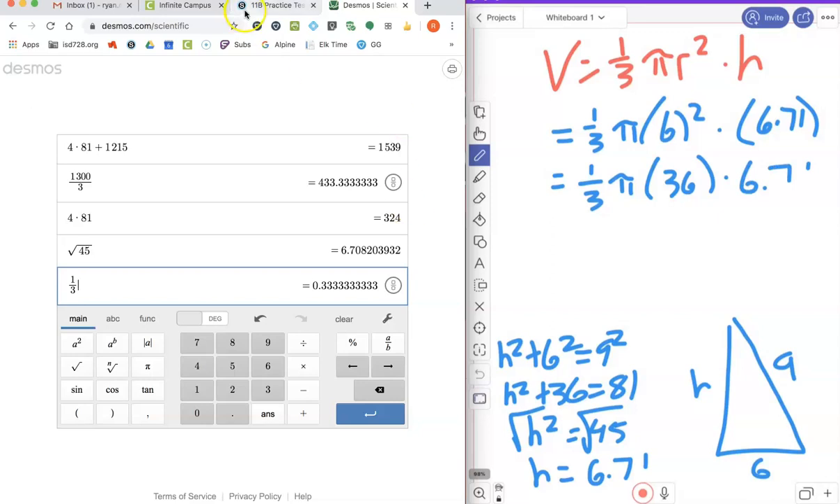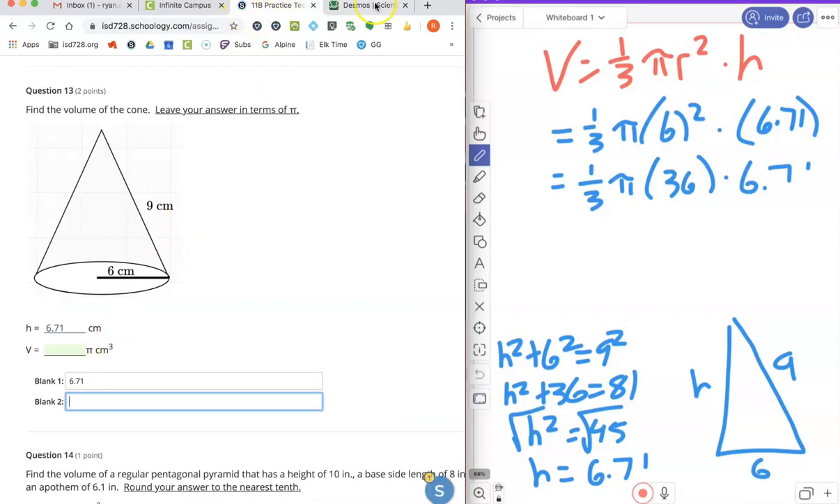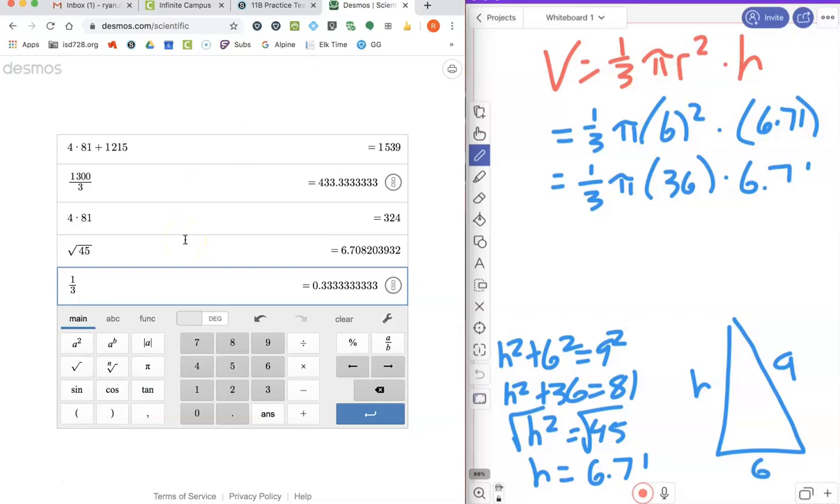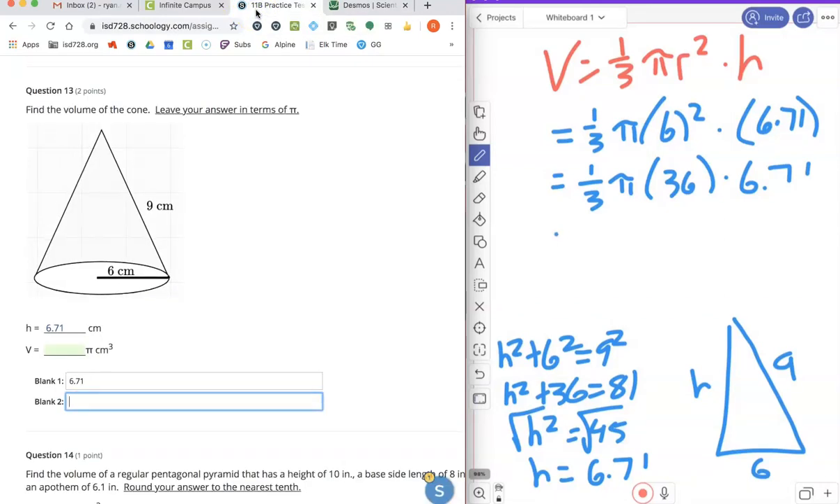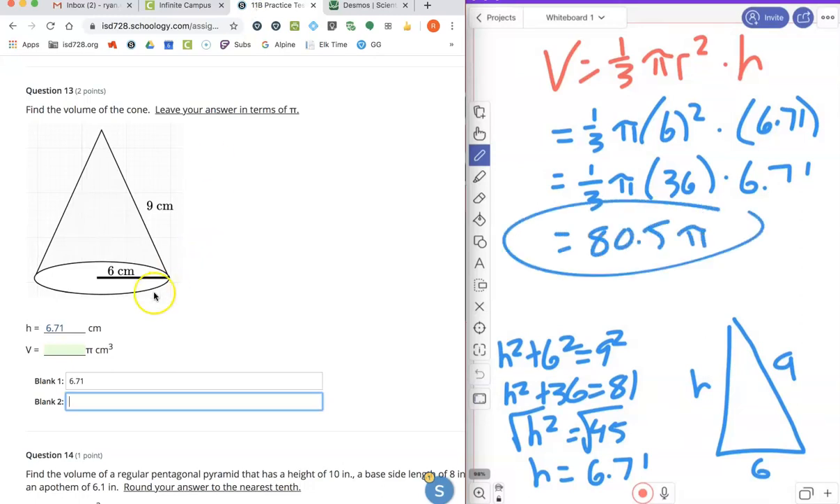Okay, so that's 36. Where's my calculator? All right, 36 times the square root of 45. So 80.49, looks like I would put that in there as 80.5 times pi. They still didn't want us to put the pi in for that problem. Okay, all right, moving on here.